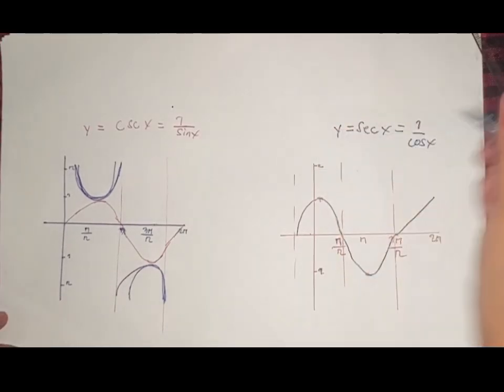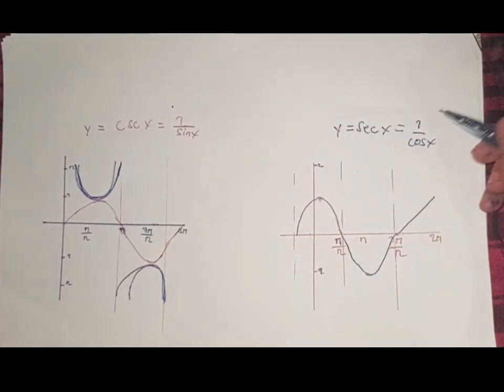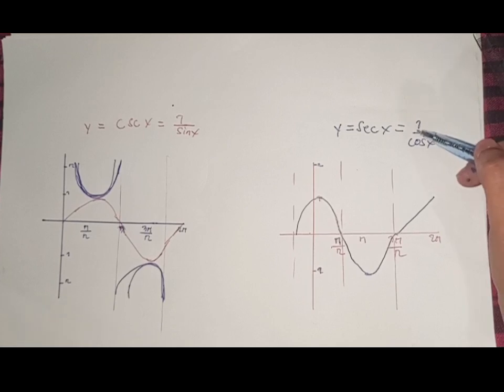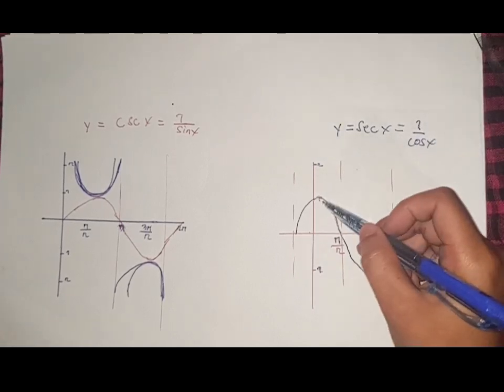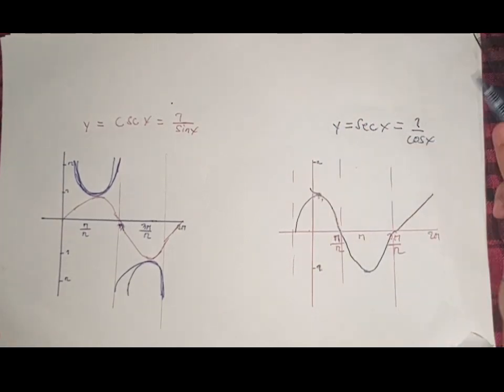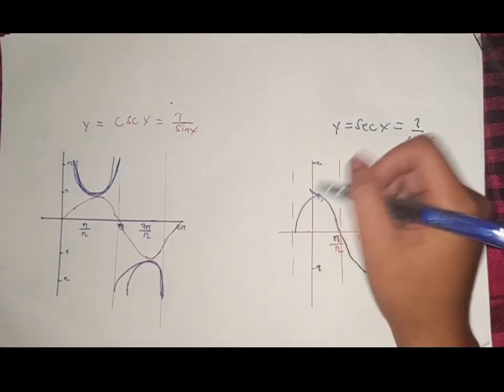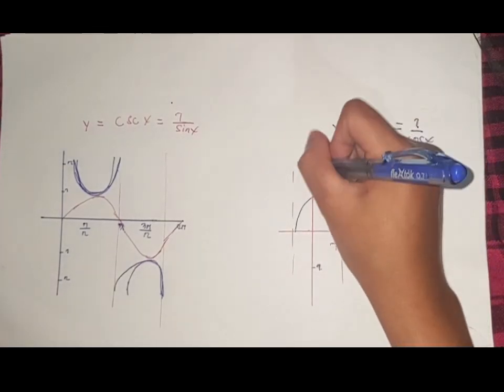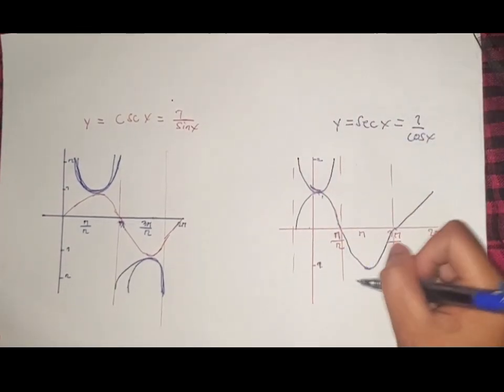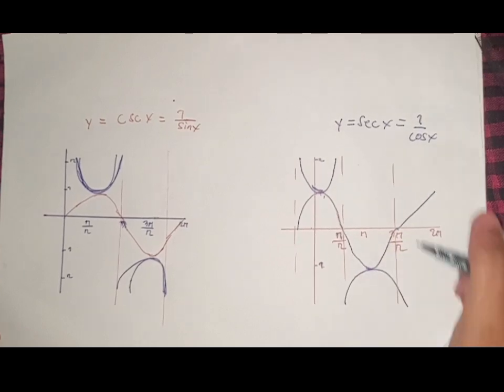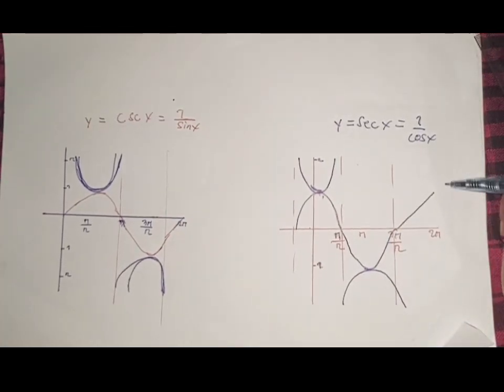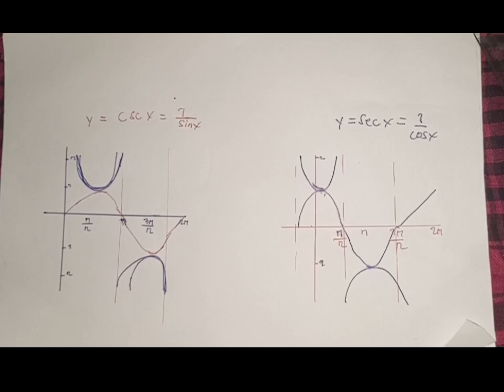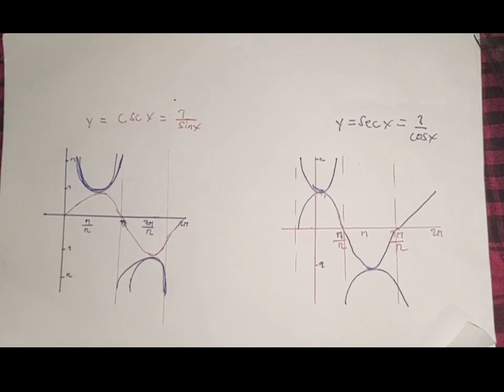So 1 divided by 1 is equal to 1. 1 divided by one half is equal to 2. So we have the same as here, and a continuous process of the same pattern. Now we know how to graph both the cosecant and secant functions. We just repeat the pattern for additional cycles, and that's all.